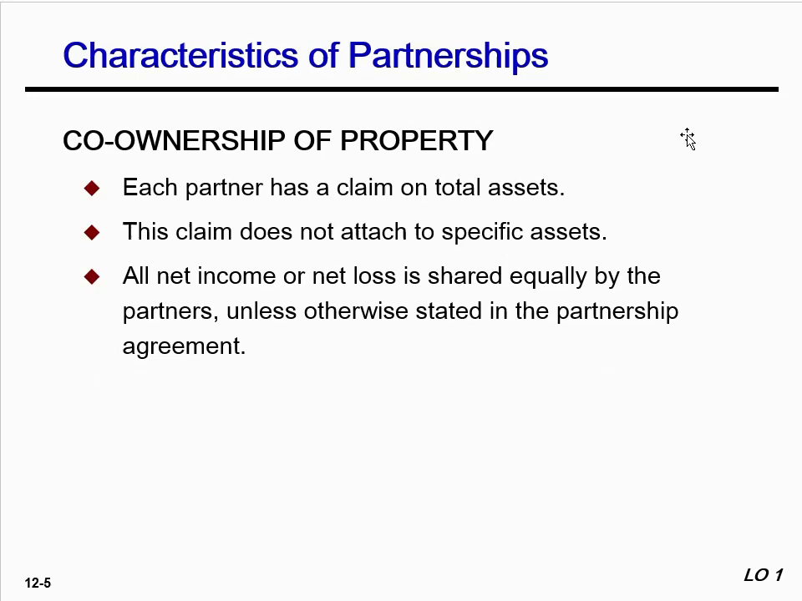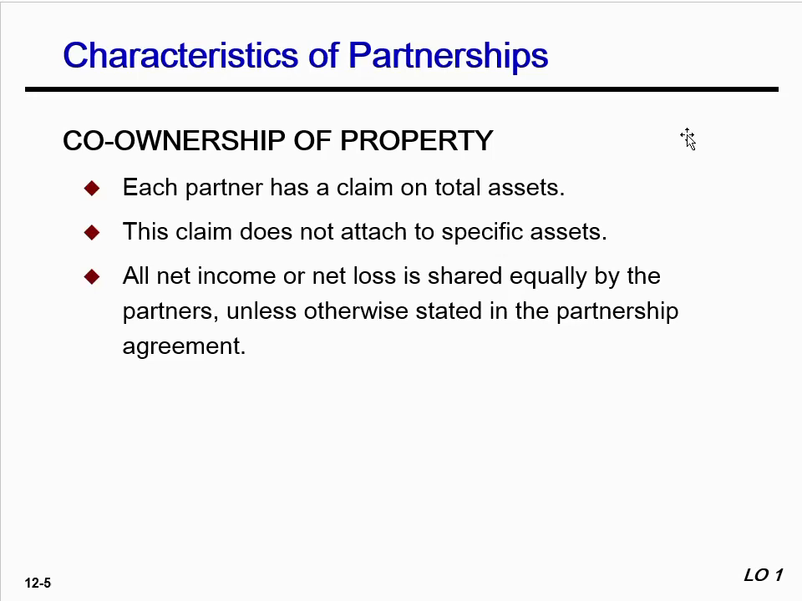The last feature is co-ownership of property. Co-ownership means they own the property of the business together. All the partners have a claim on the assets of the business. No, they cannot say, because I brought this building, this is mine. Once it's added to the partnership business, all the partners have a claim on it.